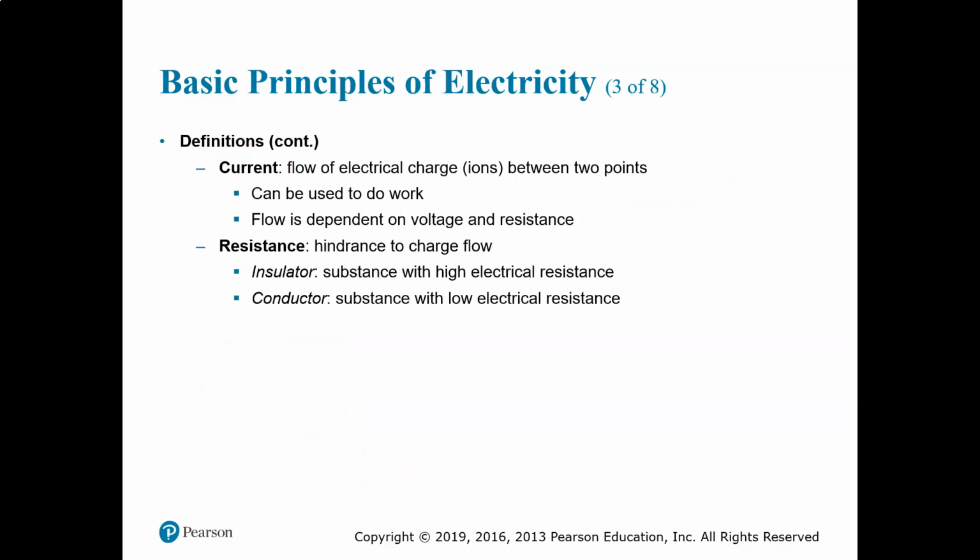The current is a flow of electrical charge, and resistance is what happens when you have an insulator or a conductor. It's a hindrance to the flow of charge, and we will talk about this more in the next section.